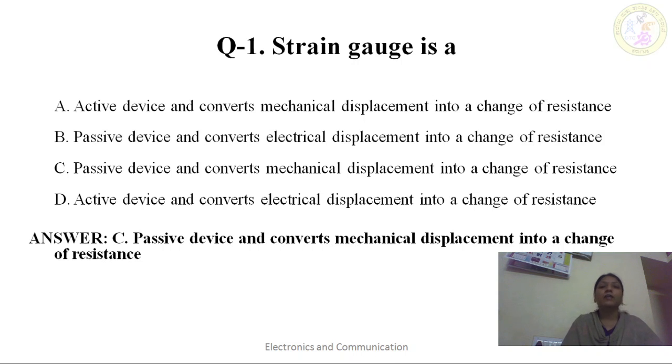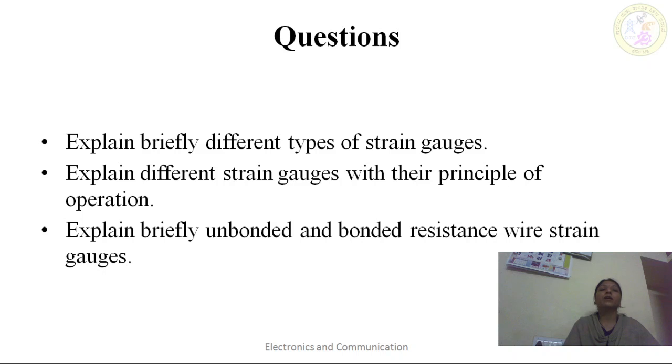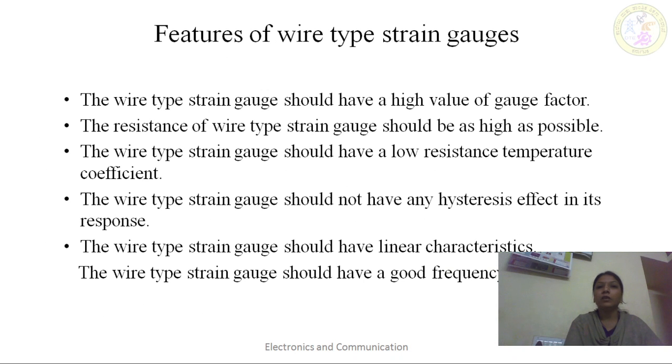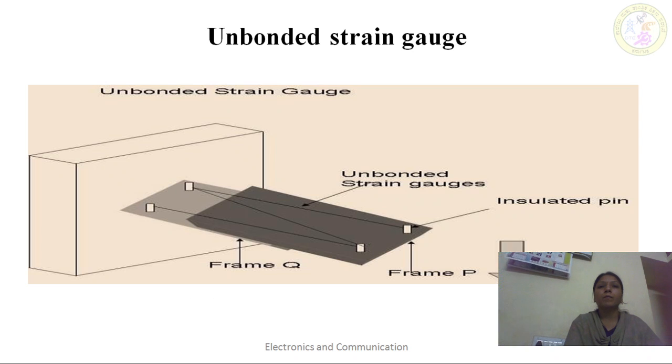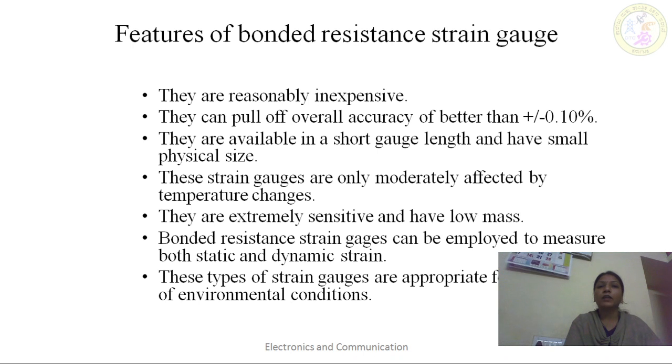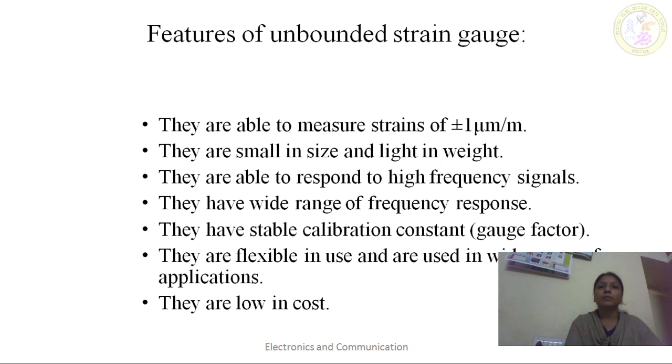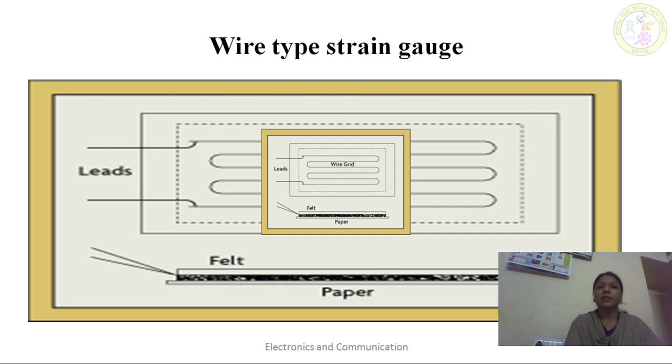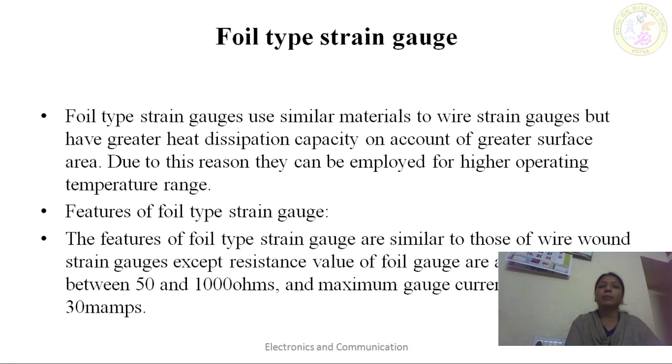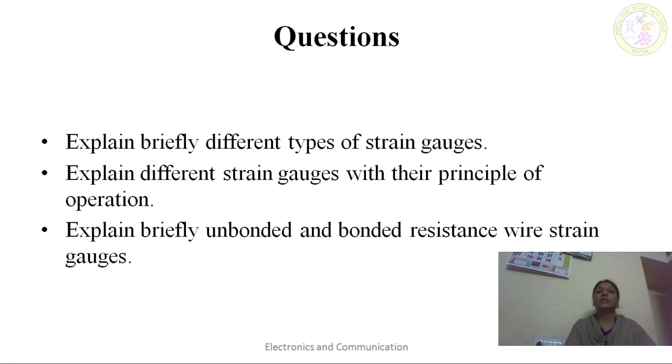So in this session, if you have completely understood strain gauges, frequently asked exam questions are: explain briefly different types of strain gauges. The different types of strain gauges are bonded resistance strain gauge, unbonded strain gauge, wire type strain gauge and foil type strain gauge. You have to mention these types of strain gauges.